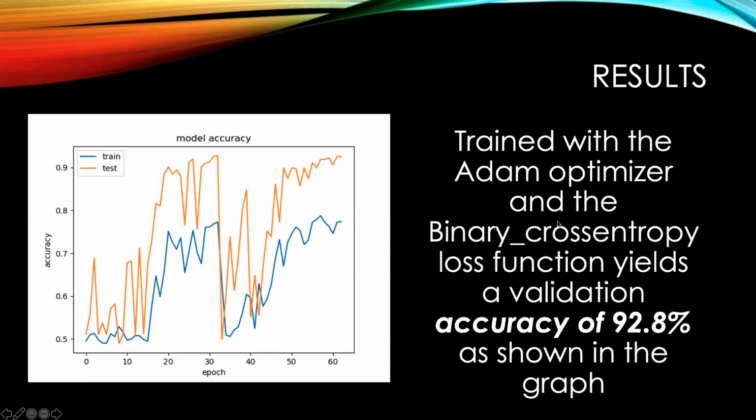But the results after testing were as follows. What I used to compile my model is the Adam optimizer and a binary cross-entropy loss function. As you can see, it's very high accuracy.